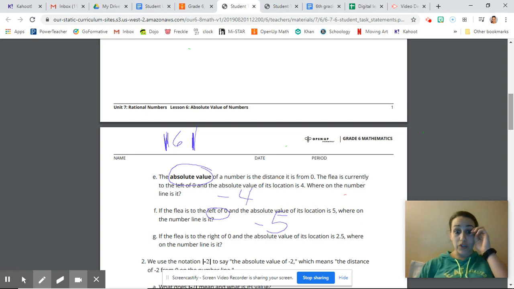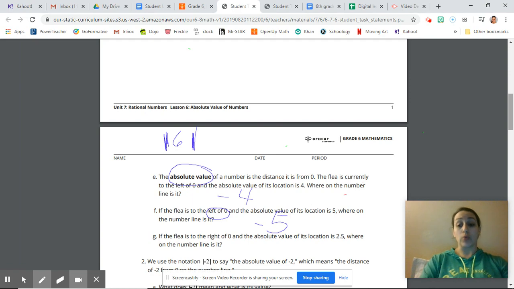And if the flea is to the right of 0 and its absolute value of the location is 2.5, where on the number line is it? Okay, don't let that decimal fool you. Absolute value is probably the easiest thing you're not only going to do in 6th grade, but probably the easiest math thing you're going to do for a long time. Whether it's got a decimal or a fraction, don't let that be confusing. We just need to know, are we positive or negative? And it's whatever it says there.